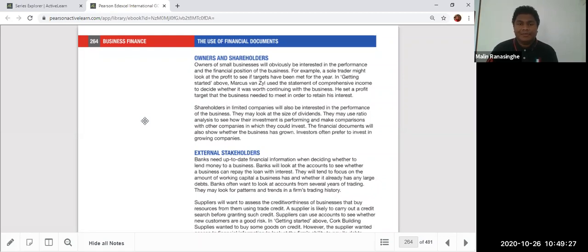For example, a sole trader might look at the profit to see if targets have been met for the year, especially in markets like a chicken farm and so on. And in the statement of financial position and income statement, you can see that sometimes they put profit targets every year. This year my profit target is this much. Every company has a target like that. So every year they make their budget, the master budget. It's called the top-down approach. Top management decides what kind of profit margin we should earn this year, and they try to achieve it. They make all the other strategies.